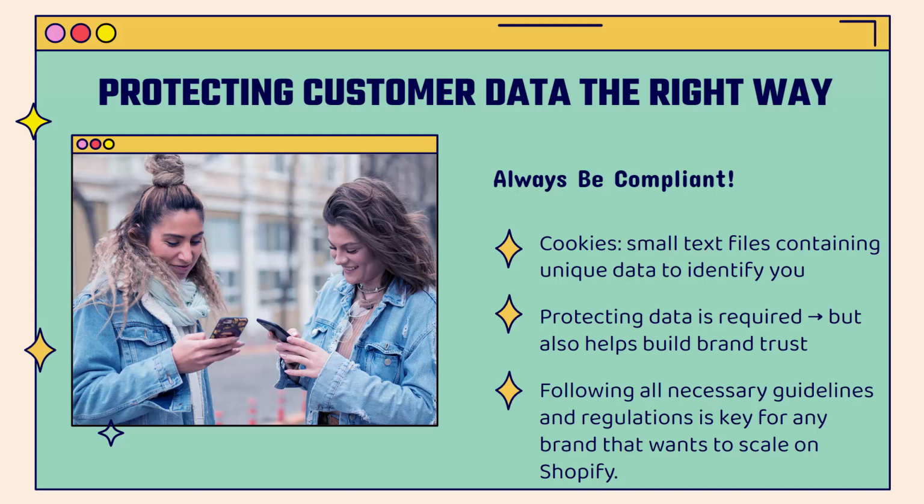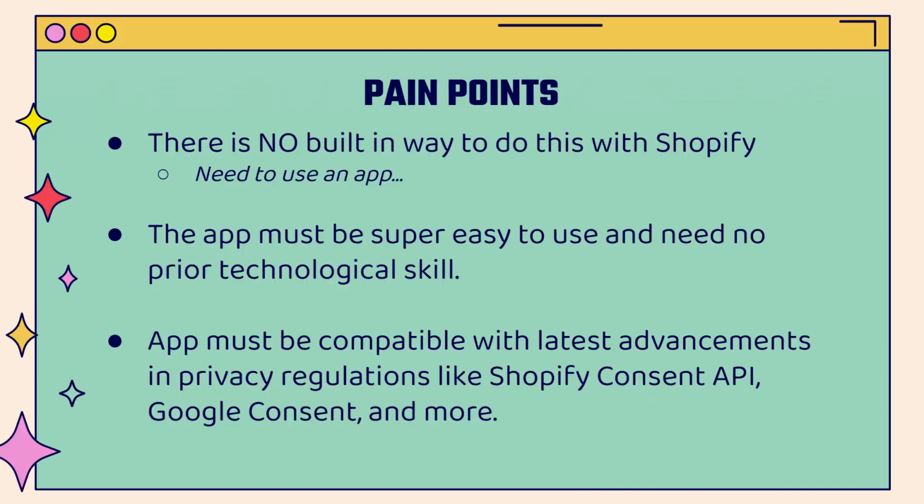Following all necessary guidelines and regulations is super key, super important for any brand that wants to scale on Shopify. And there are some pain points that you might run into. First of all, there's no built-in way to do this with Shopify. You're going to need to use an app, and the app must be super easy to use and require no prior technological skills. You don't need to be a coder or developer to use the app. And most importantly, the app must be compatible with all the latest advancements in privacy regulations like Shopify Consent API, Google Consent, and really anything that is in that space right now.